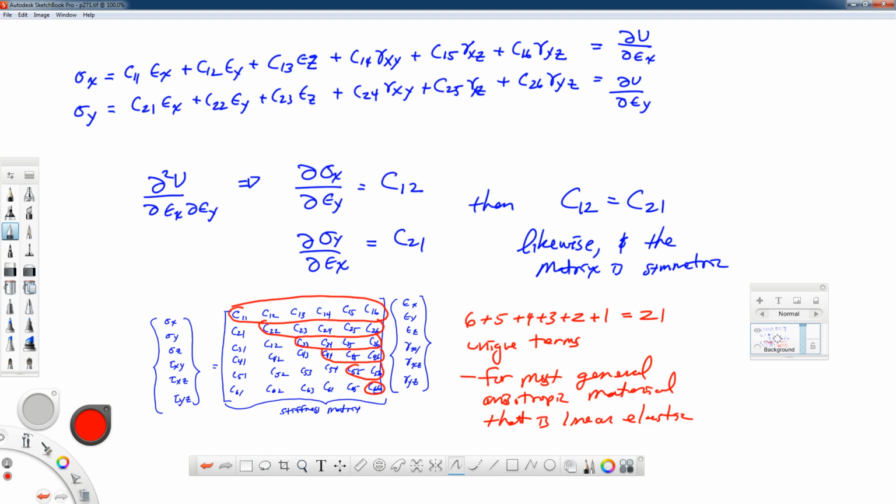Now, a lot of nice practical materials don't have anywhere near 21 elastic constants. Most polycrystalline metals will be able to assume that they are isotropic on a macroscopic scale, and we can reduce this down eventually to 2 unique elastic constants. Some materials like carbon fiber composites may have a few more, but usually you don't see things that have as many as 21 elastic constants. If you get into certain crystal elasticity properties, then you may see more and more elastic constants to describe that type of material.